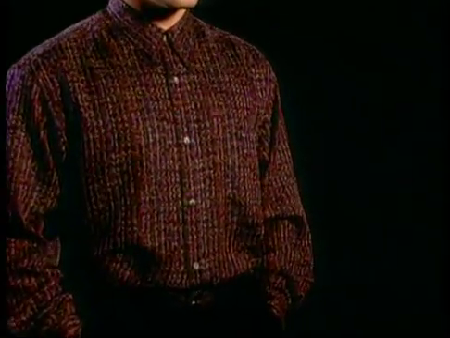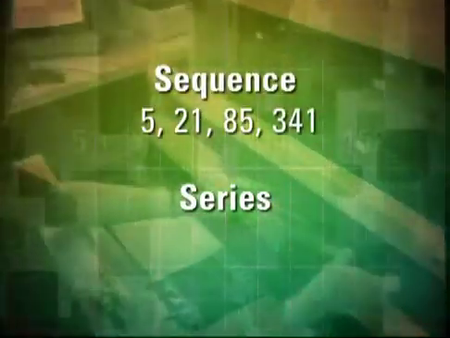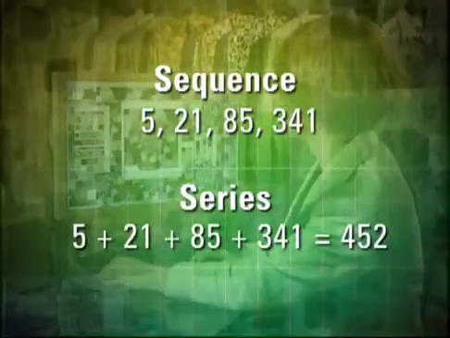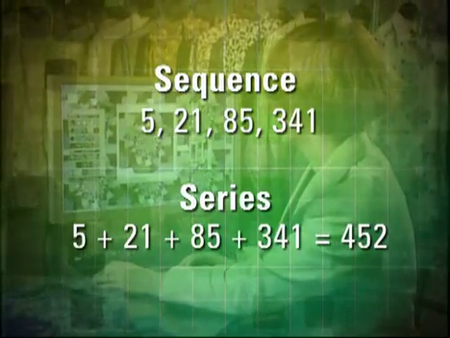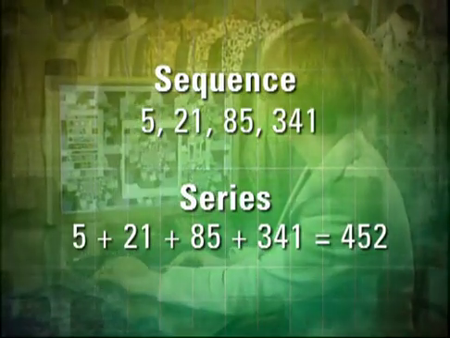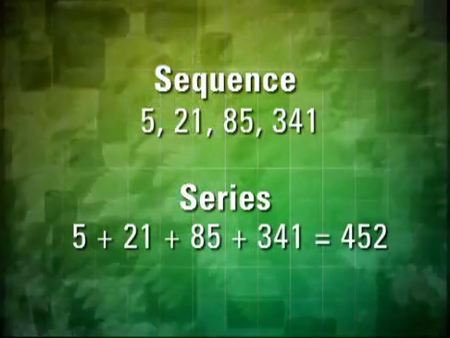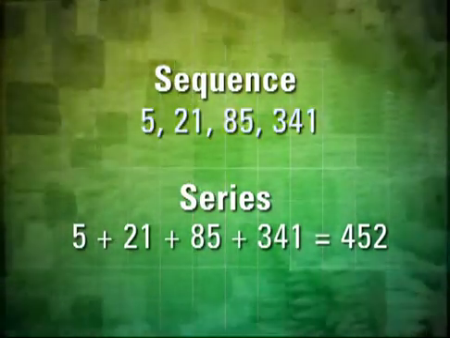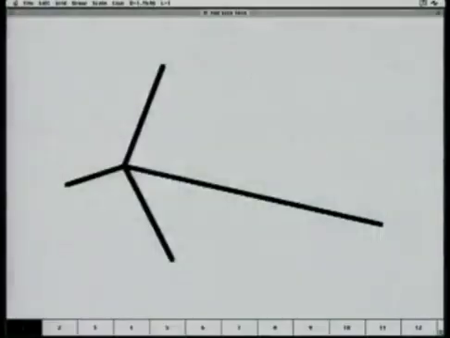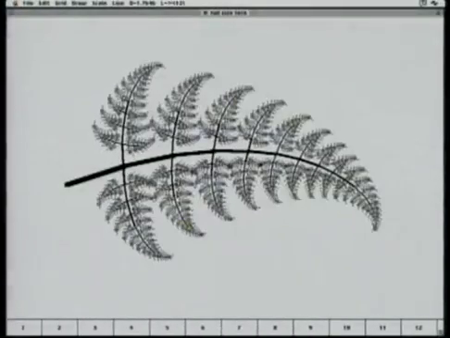If you can decipher the pattern and determine what the rule is, you can figure out the value of any term, whether your sequence has 4 terms, many more, or is infinite. You can add terms in a sequence to get a series. For example, the series associated with this sequence is the sum of its terms, 5 plus 21 plus 85 plus 341, which equals 452. The terms of the sequence are also the terms of the series. Let's look beyond the New York fashion scene for other examples of sequences and series.